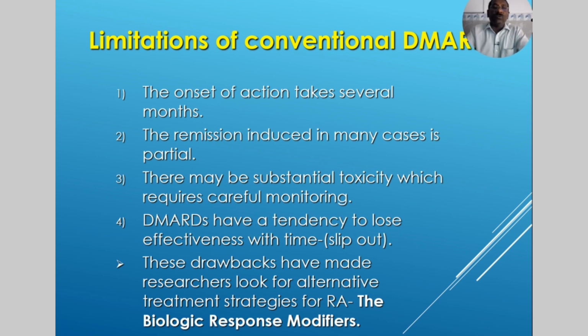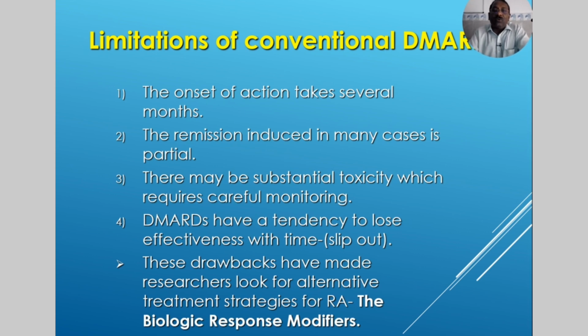DMARDs have a tendency to lose the effectiveness with time. So this is very important, like your secondary sulfonylurea failure. The people's blood sugars will be very well controlled, even with your glimepiride 1 mg or 2 mg in the initial days. After that, whatever OHA drugs you prescribe, still the blood sugar will be fasting 200, postprandial 400, where you have to prescribe the insulin. So the same thing happens with the DMARDs also. In the initial days, even with 10 mg or 15 mg of methotrexate, the people will be very comfortable.